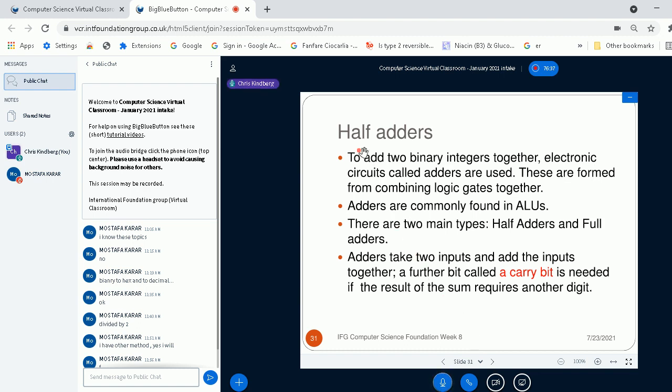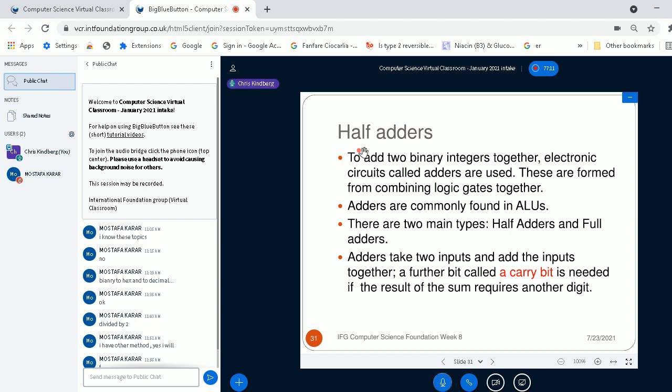So to add two binary integers together, electronic circuits called adders are used. These are formed from combining logic gates together. Adders are commonly found in ALUs, and there are two main types, half adders and full adders. What a half adder does is take two inputs and add the inputs together.